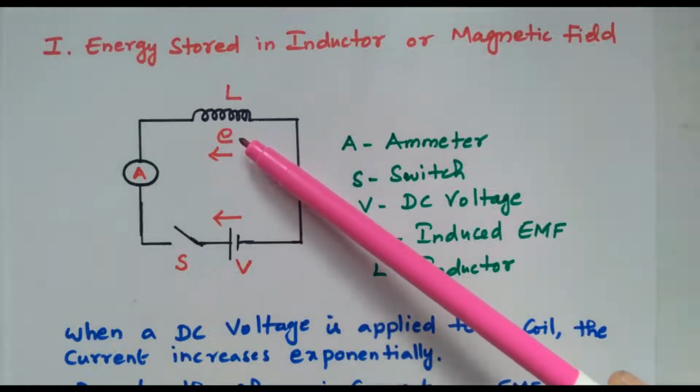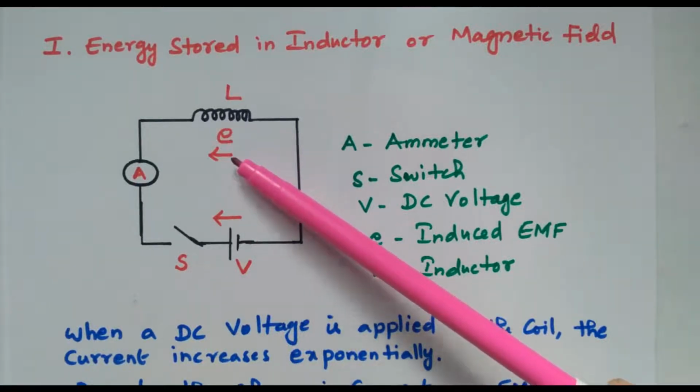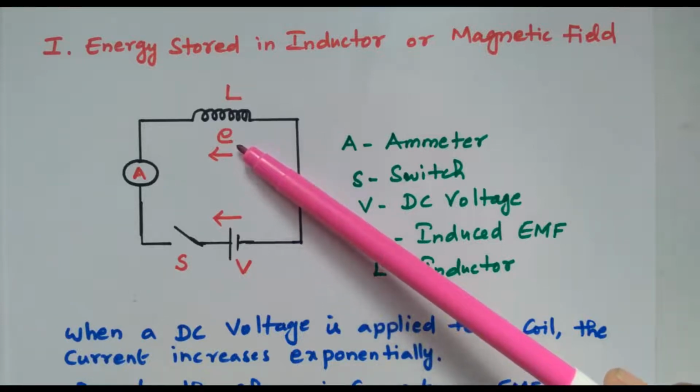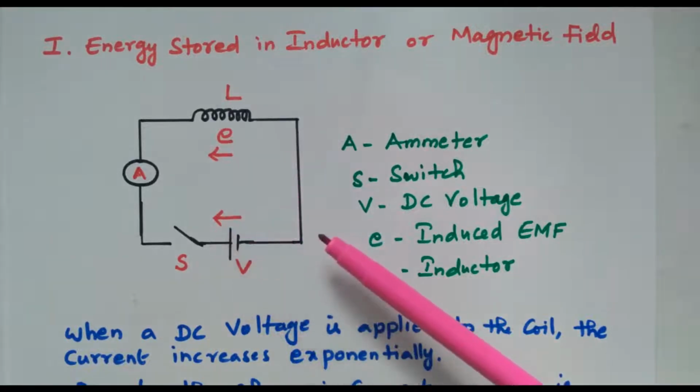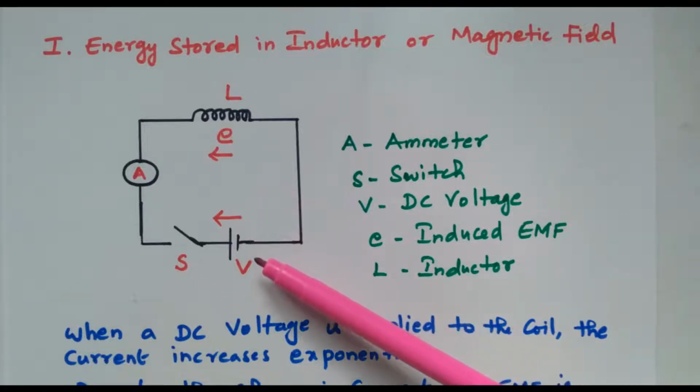So due to rate of change of current, EMF is induced in the inductor. See the direction, the induced EMF is opposing the supply voltage. This opposition is converted into work done, that is nothing but energy stored. The opposition of the induced EMF by the voltage source is converted into energy stored in the inductor.